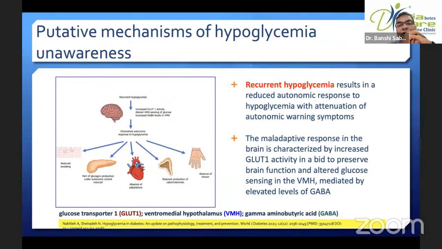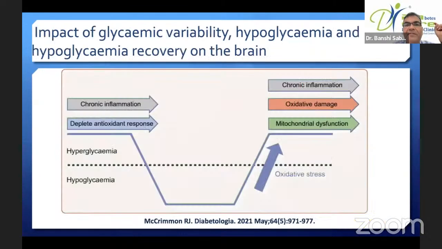There are a few patients who do not get the symptoms of hypoglycemia because they recurrently get hypoglycemia. Maybe at 70 or 69 or 59, multiple times their body is getting this type of hypoglycemia. So over a period of time, they become hypoglycemia unaware. The maladaptive response in the brain is characterized by increased GLUT1 activity to preserve brain function and altered glucose sensing in the VMH, mediated by elevated levels of GABA.